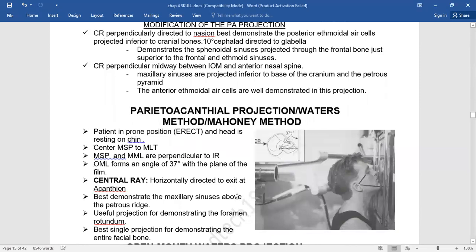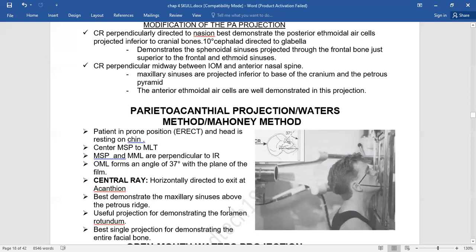Then for parieto-acanthial projection or Waters method, another term for Waters method is Mahoney method. So as you can see there, patient in prone position. Again, for PNS, mas ideal na naka-erect yung patient. So kanina sa Caldwell natin, forehead and nose. Sa Waters, chin naman. Chin is resting on the table.